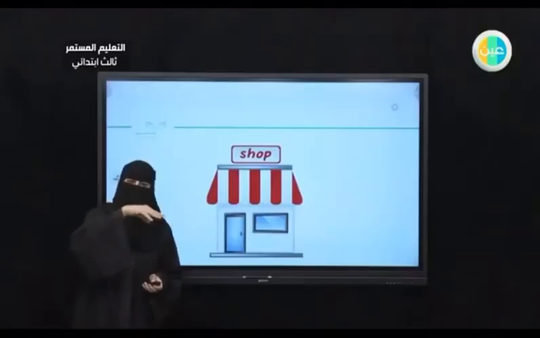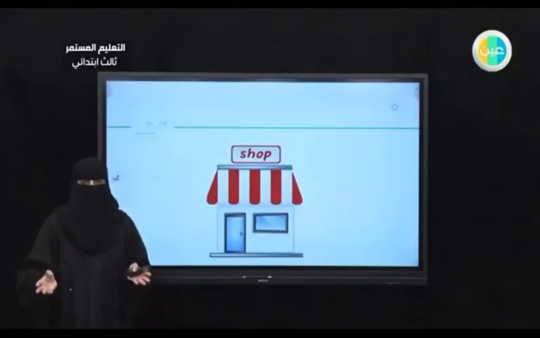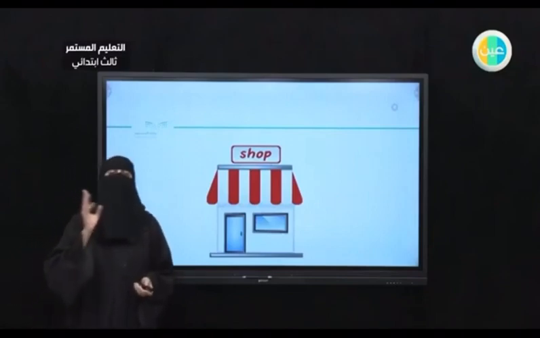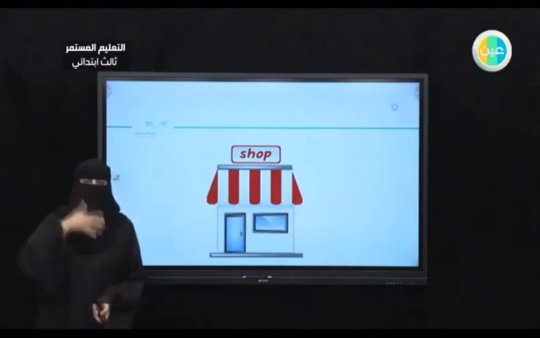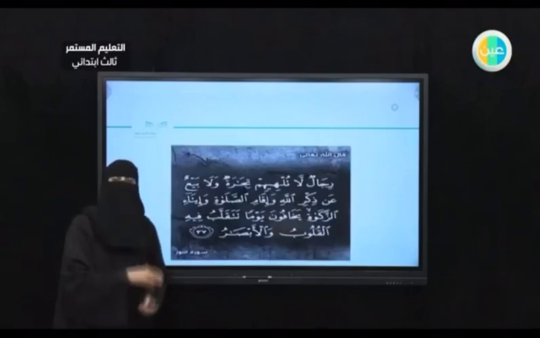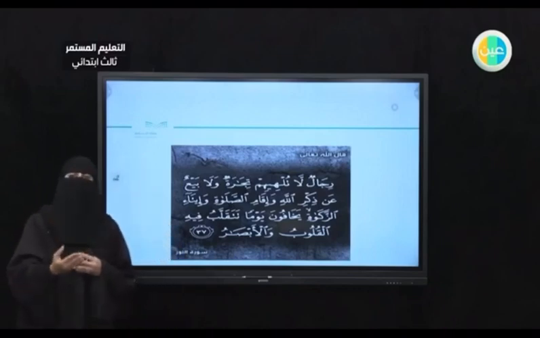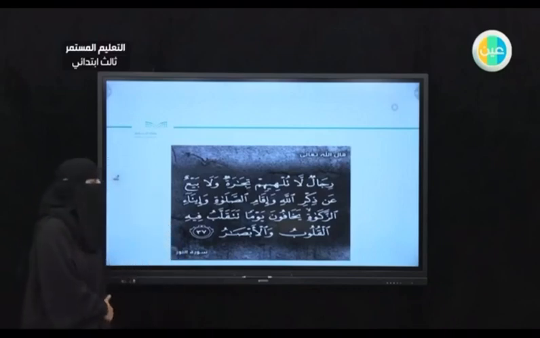I'm sure that in your street, in your neighborhood, there are many different shops that you can buy different things from, okay? We will be naming different shops here in our lesson. Before we start, let's read this verse from the Quran that talks about merchandise, buying and selling and so on.